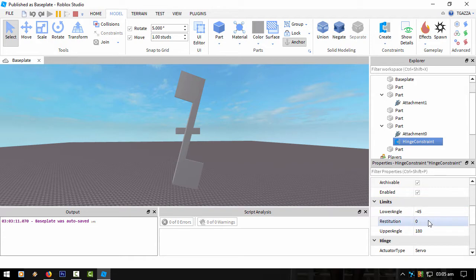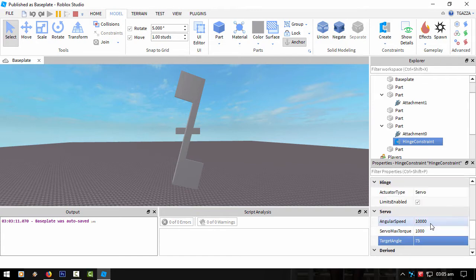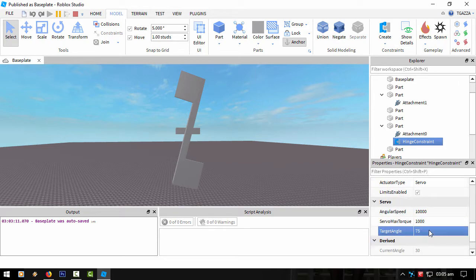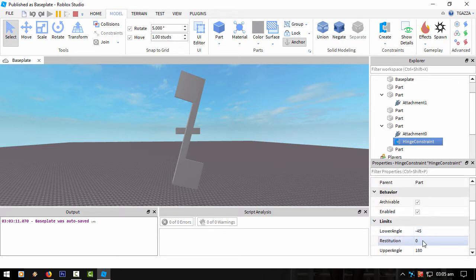Okay, whatever. At the moment, I'm not 100% sure what this restitution is. It might be how, I don't know, maybe the step of how far it moves. I don't know, or the accuracy maybe. I haven't actually played with that, so I don't know. I would say play with that at your leisure.